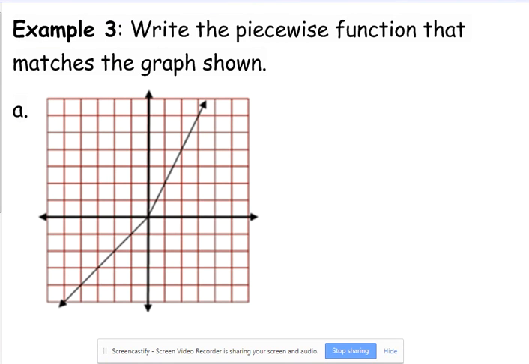Help with the graphing. Sorry, I've been doing factoring this morning. With the graphing, it should help you out a little bit. So we're going to go backwards.